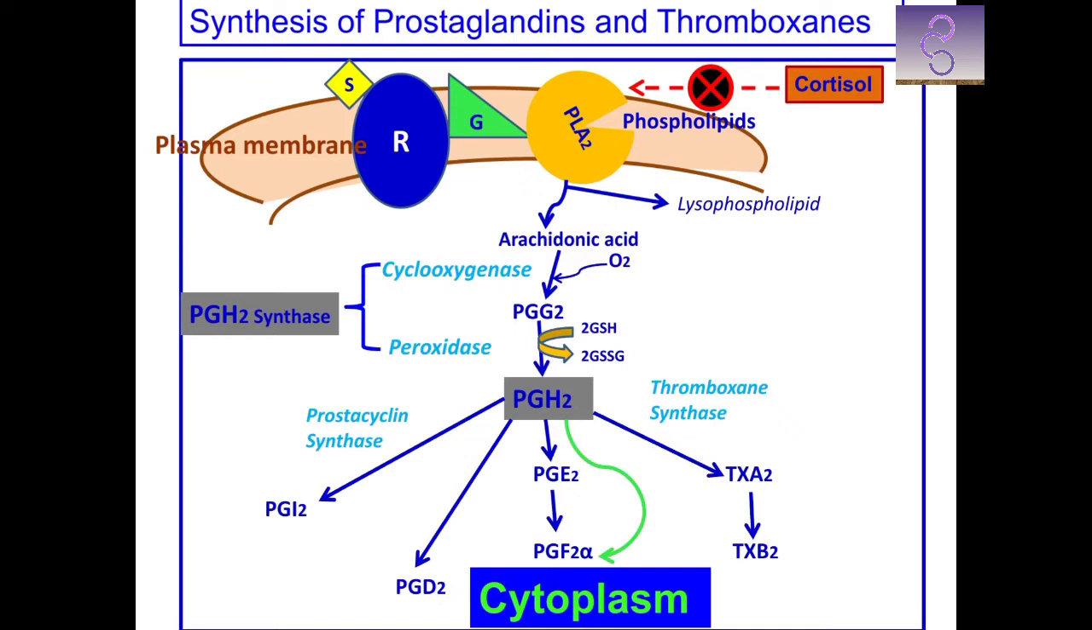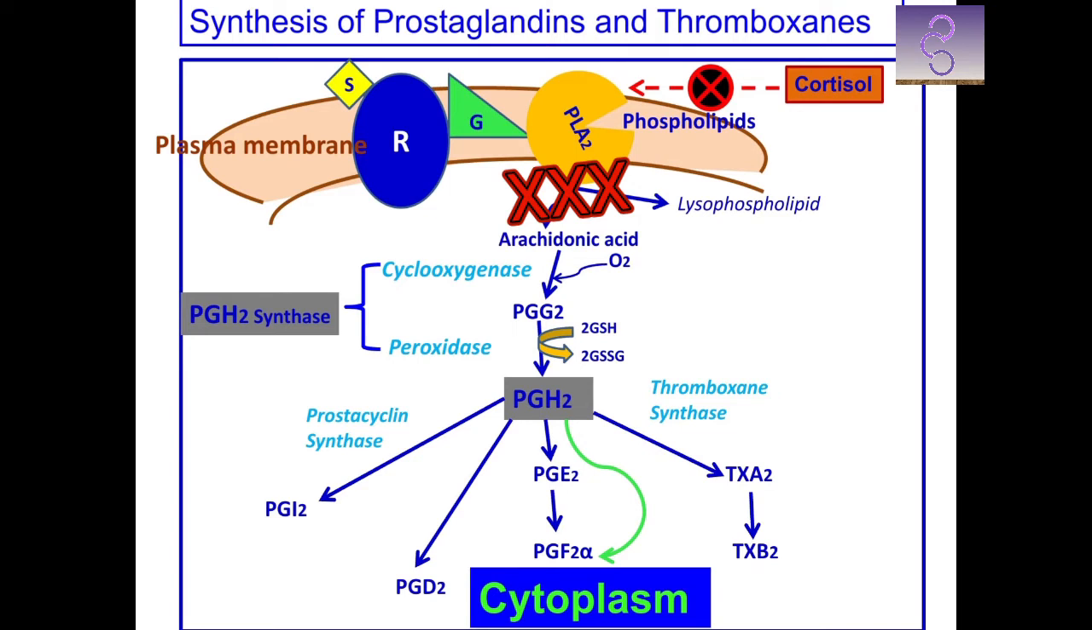Cortisol inhibits the release of arachidonic acid from cell membranes by inhibiting a specific enzyme called phospholipase A2. This enzyme is responsible for the release of arachidonic acid from specific membrane phospholipids. When phospholipase A2 is inhibited by cortisol, the release of arachidonic acid from membrane phospholipids is stopped or inhibited.